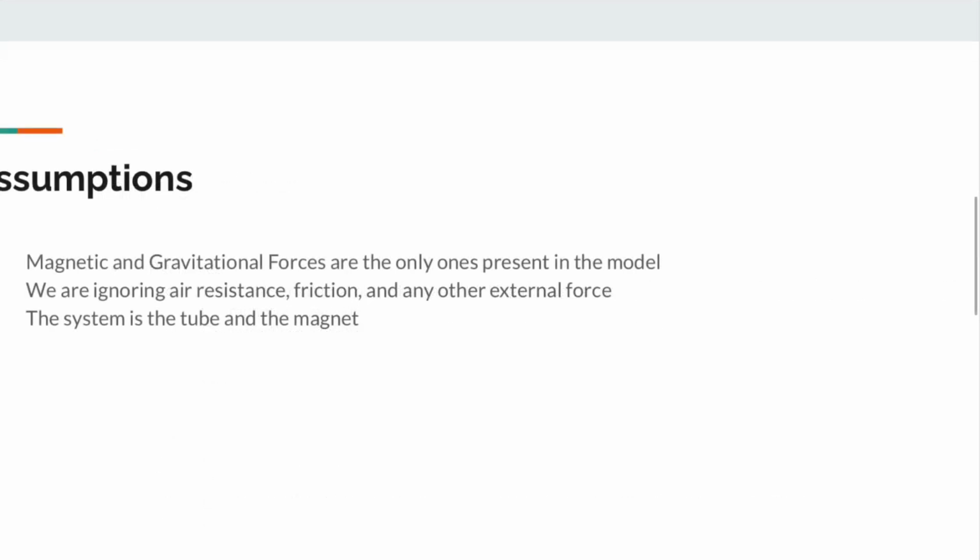The assumptions we make during this lab are that the magnetic and gravitational forces are the only ones present in the model, meaning that we are going to ignore air resistance, friction, or any other external force. And the system of this lab is the aluminum tube and the magnet.